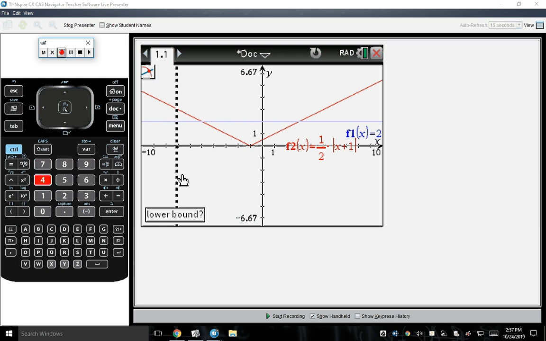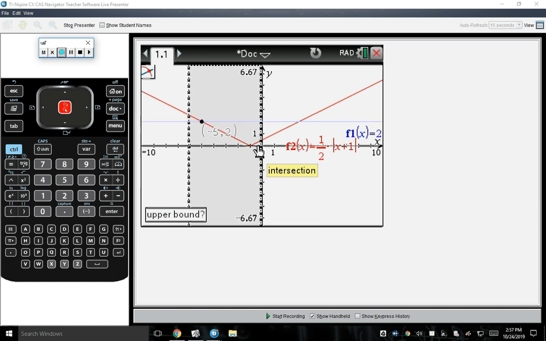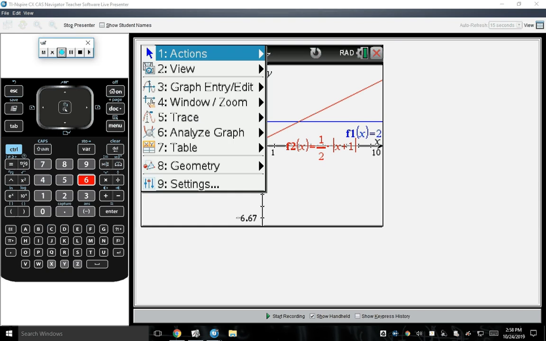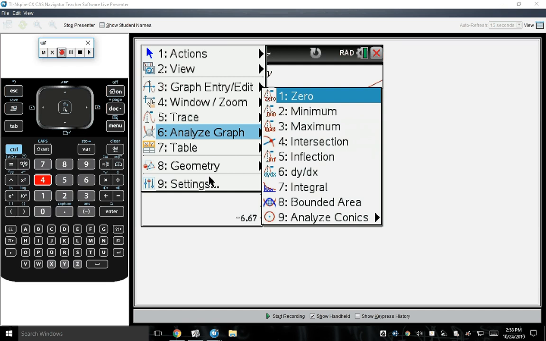Right here is my first intersection. Look, I'm on it right now. And look at the bottom left. It says lower bound. So I'm going to go to the left of that intersection and press down on the keypad. Then soft mouse scroll to the right, and you see your first answer pops up as a point. So at -5, 2 is where the first intersection happens. But all I want is the x value, the -5. So with me, menu, 6, 4.